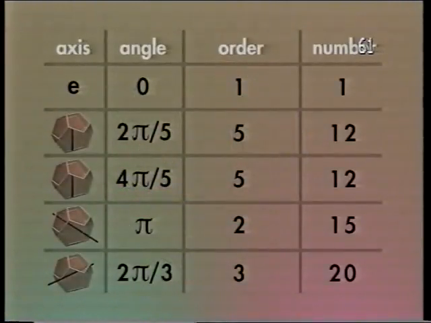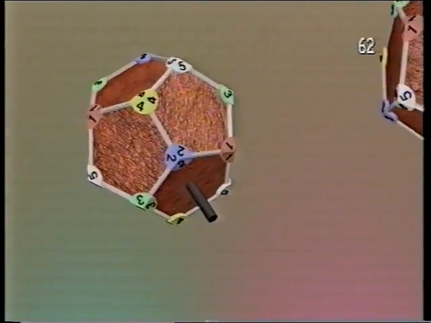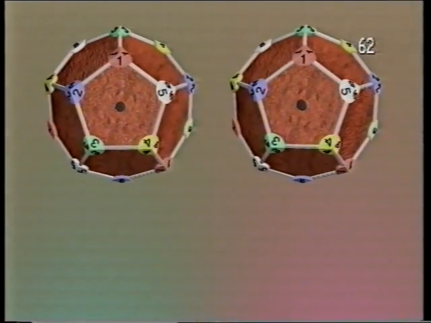As we did with the cube, instead of giving just the order of the permutation in our table, we'll now give the cycle type. Firstly, the identity doesn't permute the symbols at all, and so its cycle type is just 1. To work out the other cases, we look straight along the axis of rotation, and we'll concentrate on what happens to the vertices we can see when the dodecahedron is opaque.